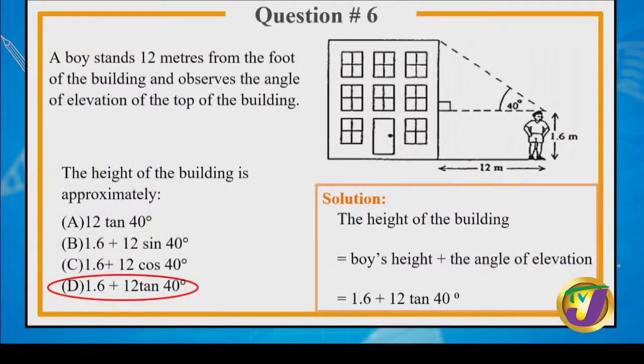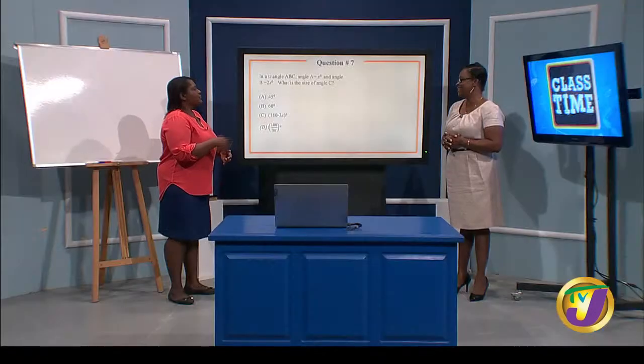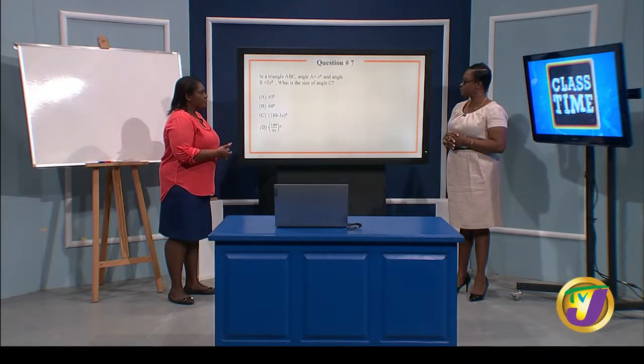So here we have another. In a triangle ABC, angle A equals x degrees and angle B equals 2x degrees. What is the size of angle C? So in a triangle, what do you know about a triangle? What does a triangle look like? So we need to do a quick sketch. You are allowed to do that on rough work paper. Yes, do a quick sketch of the triangle.